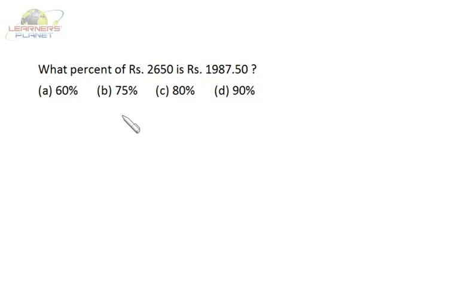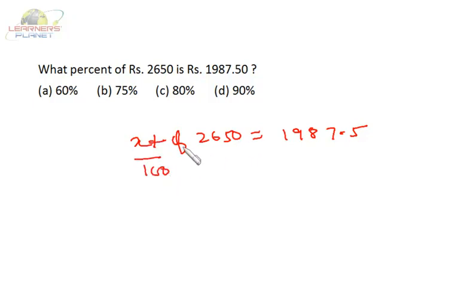Now friends, let's see this question. What percent of rupees 2650 is rupees 1987.5? That means x percent of 2650 is equal to 1987.5. Friends, 2650 is a number which is having a 0 over there, and x percent means x by 100, and this 'of' is multiplication. Now this 0 is cancelled with this 0.